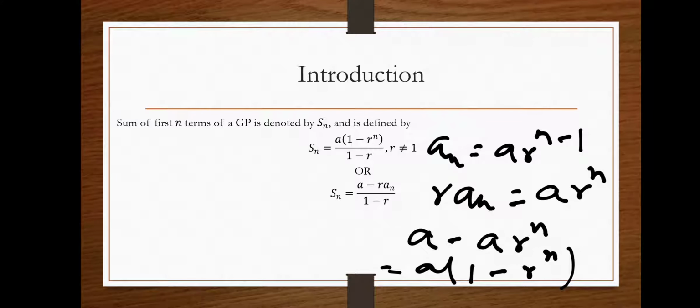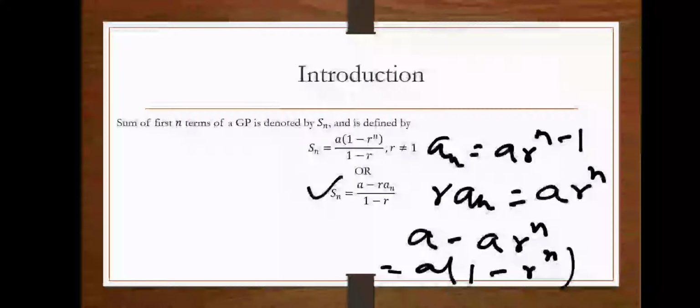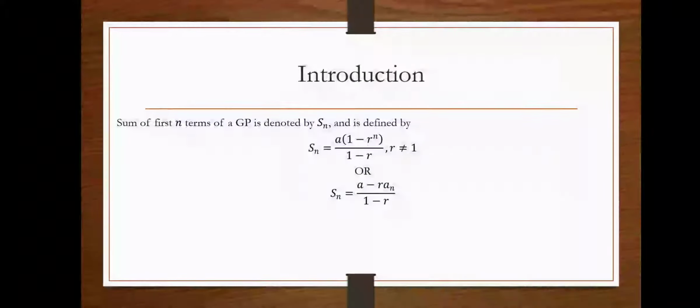So that can be written as a into 1 minus r to the power n. So basically I'm just rewriting the same thing in a different way, but this formula is particularly useful if I know the first term and the nth term of the sequence or the series whose sum I'm trying to find out. Fine. So these are the two main formulas which we are going to make use of.